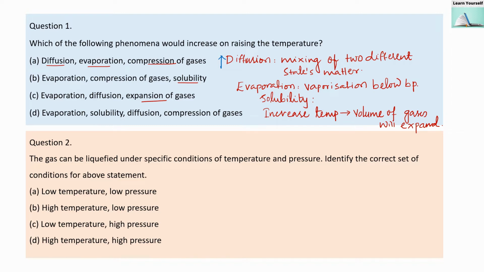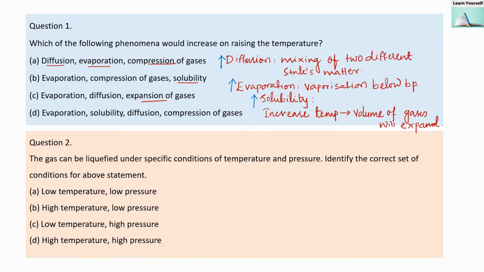Then evaporation. What is evaporation? Evaporation is vaporization of water or any other liquid below its boiling point. So yes, definitely when we are increasing temperature, the evaporation will also increase. Solubility is the amount of substance that is soluble in a liquid. So when we are raising the temperature, solubility of a substance will also increase.